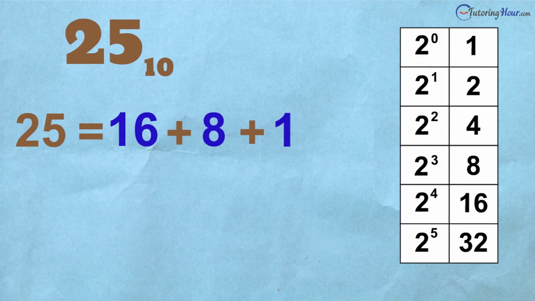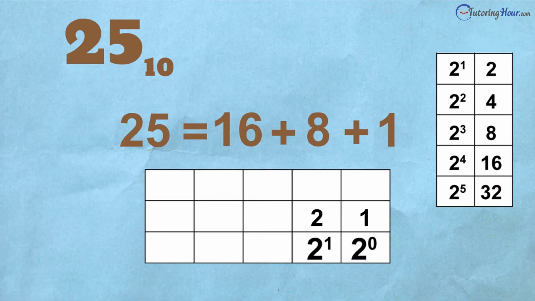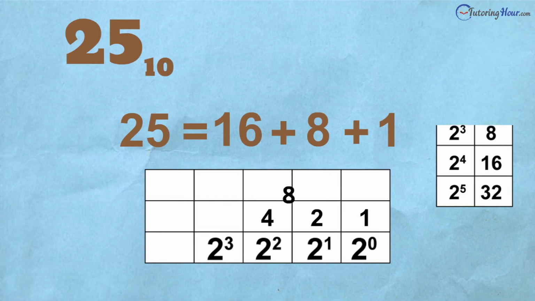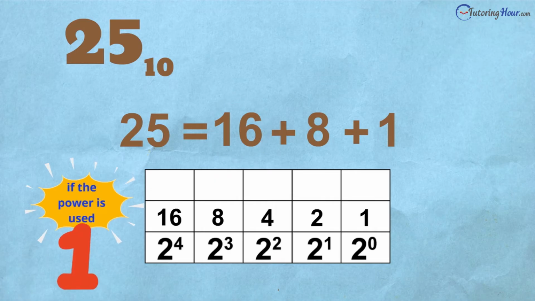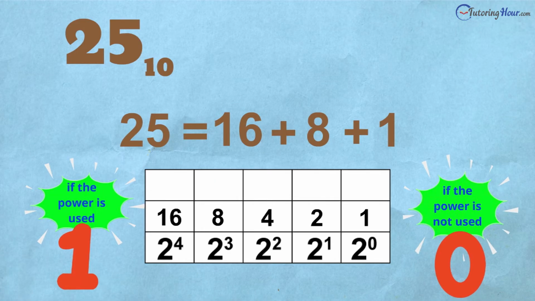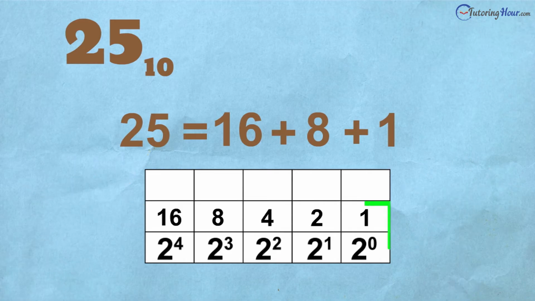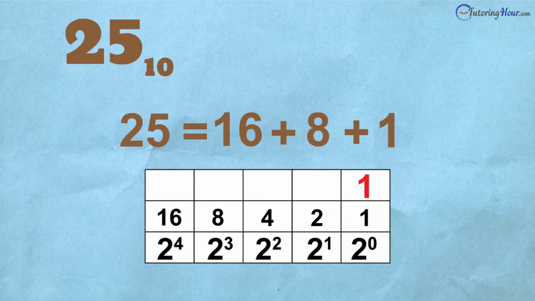Now let's make a table and write down the place values. 2 to the 0, 2 to the first, 2 squared, 2 cubed, and 2 to the fourth, which is the highest power used here. We'll write 1 if we've used it to decompose our number, and 0 if we've not used it. Do we have a 2 to the power of 0? Yes, we do. So we'll write a 1. We don't have 2 to the first power, so here we'll write 0.